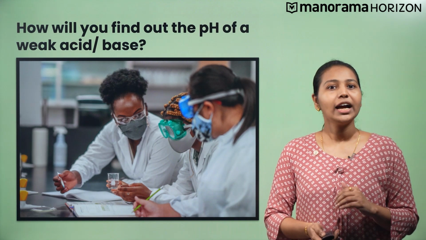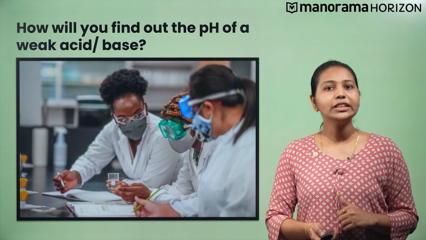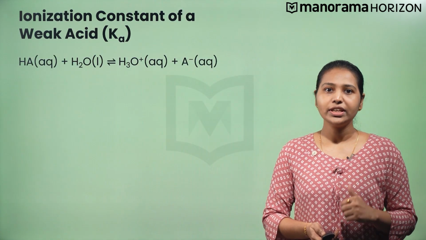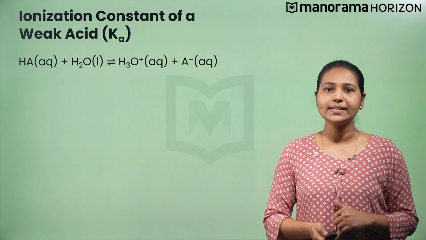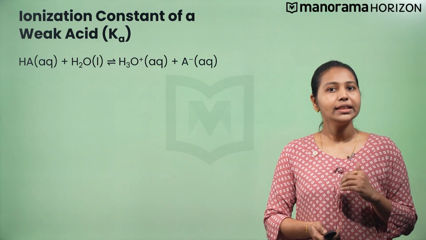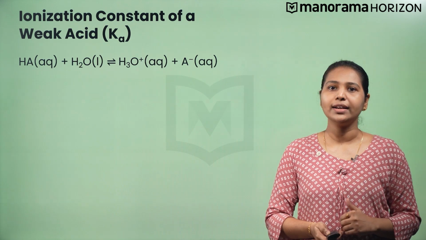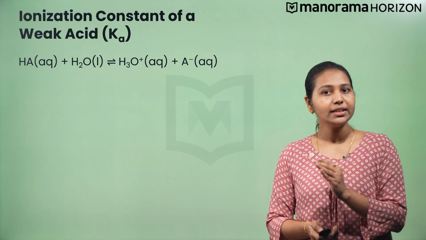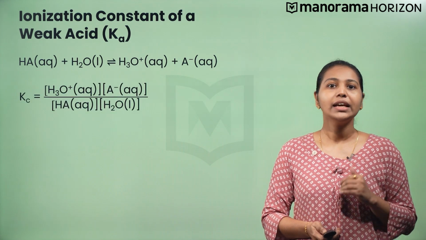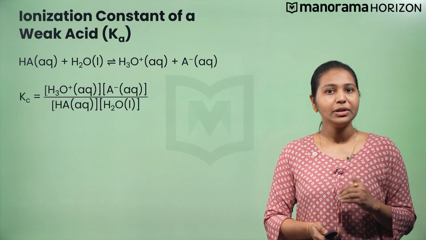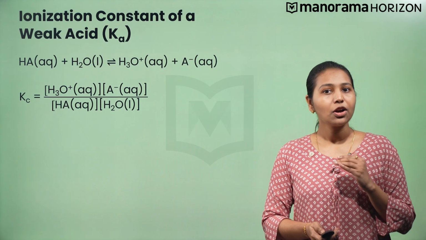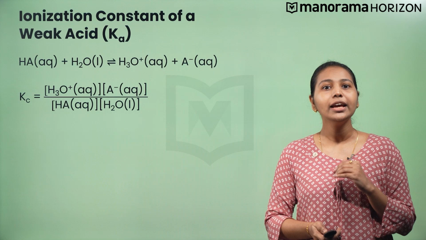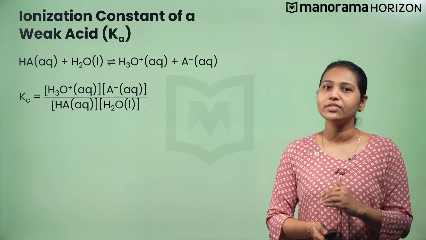In this context, I will introduce you to a method to calculate the pH of a weak acid or a weak base. Consider the generic equation for the dissociation of a weak acid. In an aqueous solution, this weak acid will be partially ionized. Then, there exists an equilibrium between dissociated and undissociated molecules. The equilibrium constant for this can be written as Kc equals concentration of H3O+ into concentration of A- divided by concentration of HA into concentration of H2O.